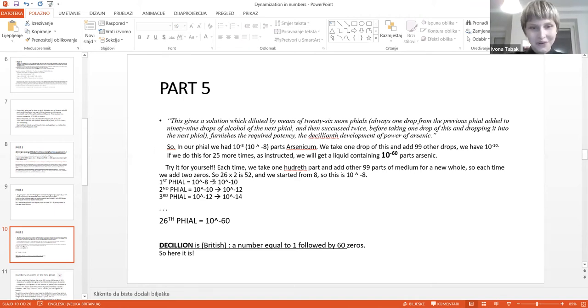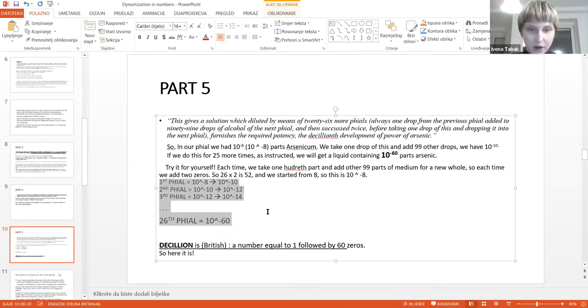So I don't want to repeat all of this that is written, but if you think about it and try it for yourself, it's actually very simple math. So we started with a vial that had 10 to the minus eight. We have 26 vials. With each vial, it gets diluted by 10 to the exponent of minus two. So if you do 26 times two, you get 52. You get 52 plus eight, it's 60. So by the time we get to the 26th vial, how many parts of arsenic are present? That was the question Tikva asked me, basically, how we got to this. By the time we get to the 26th vial, it's 10 to the exponent minus 60.